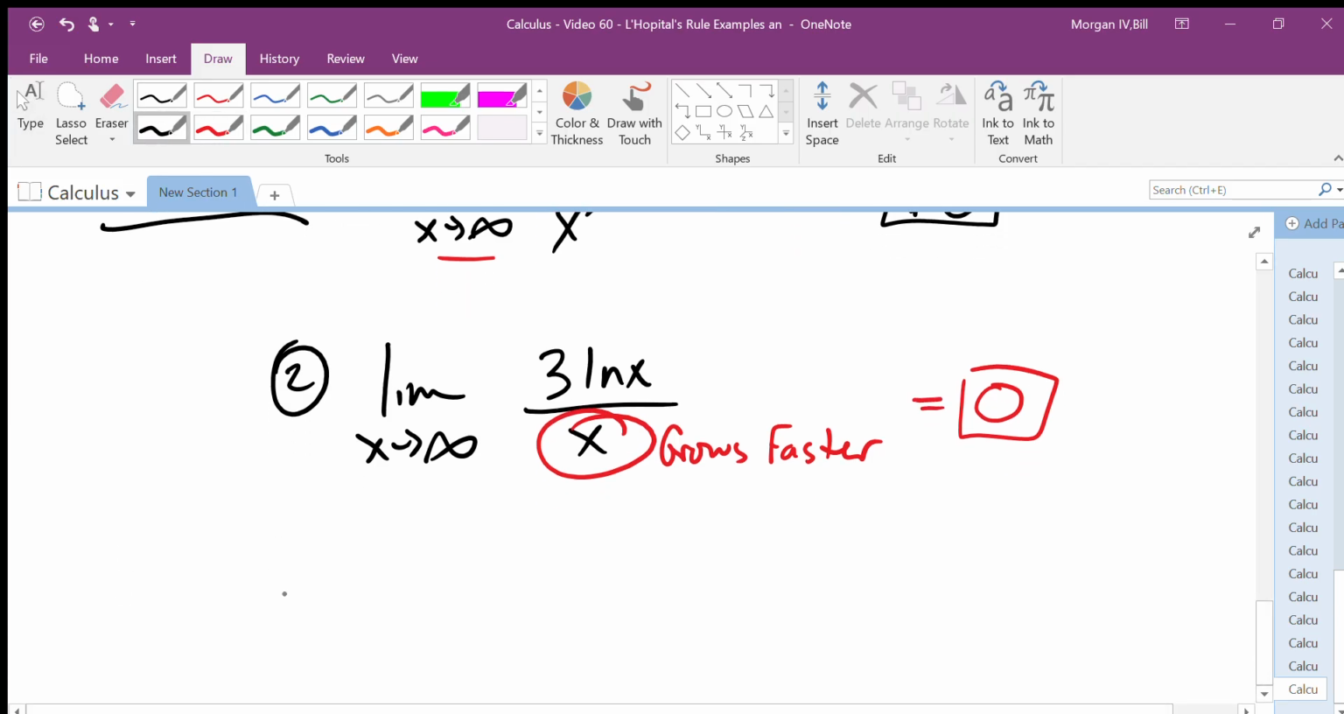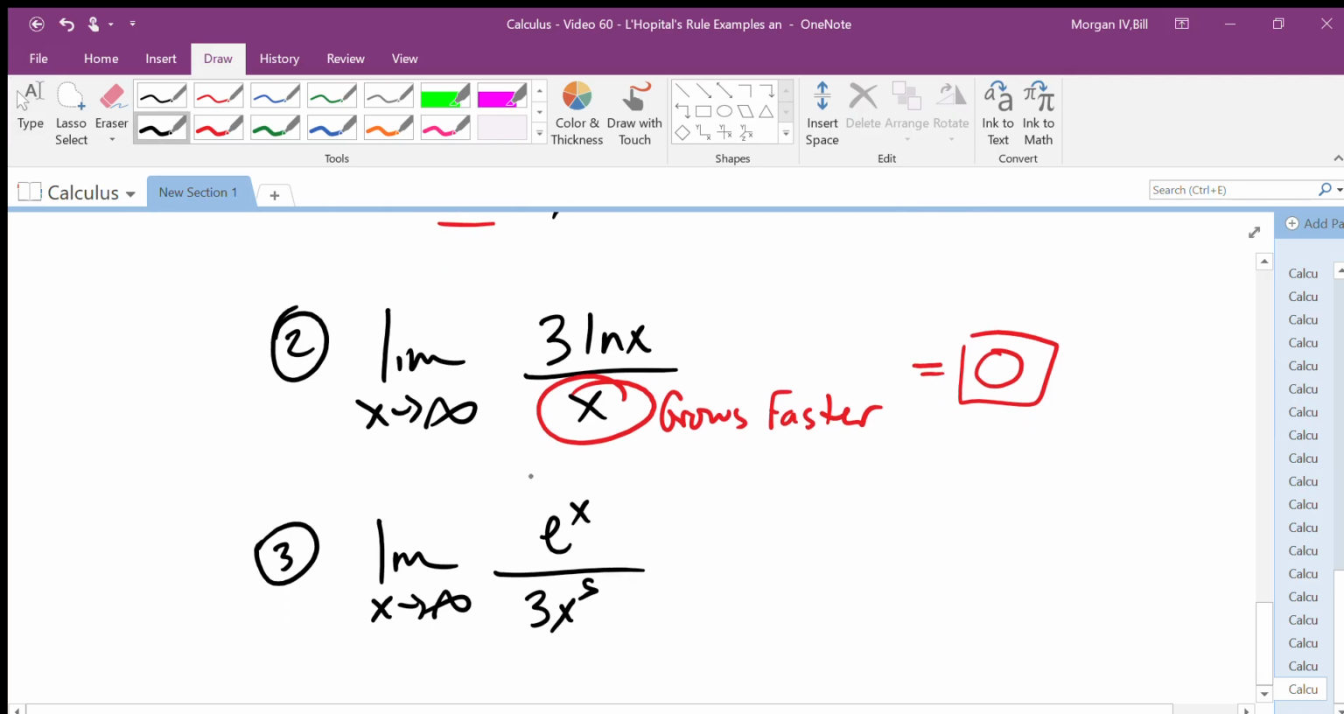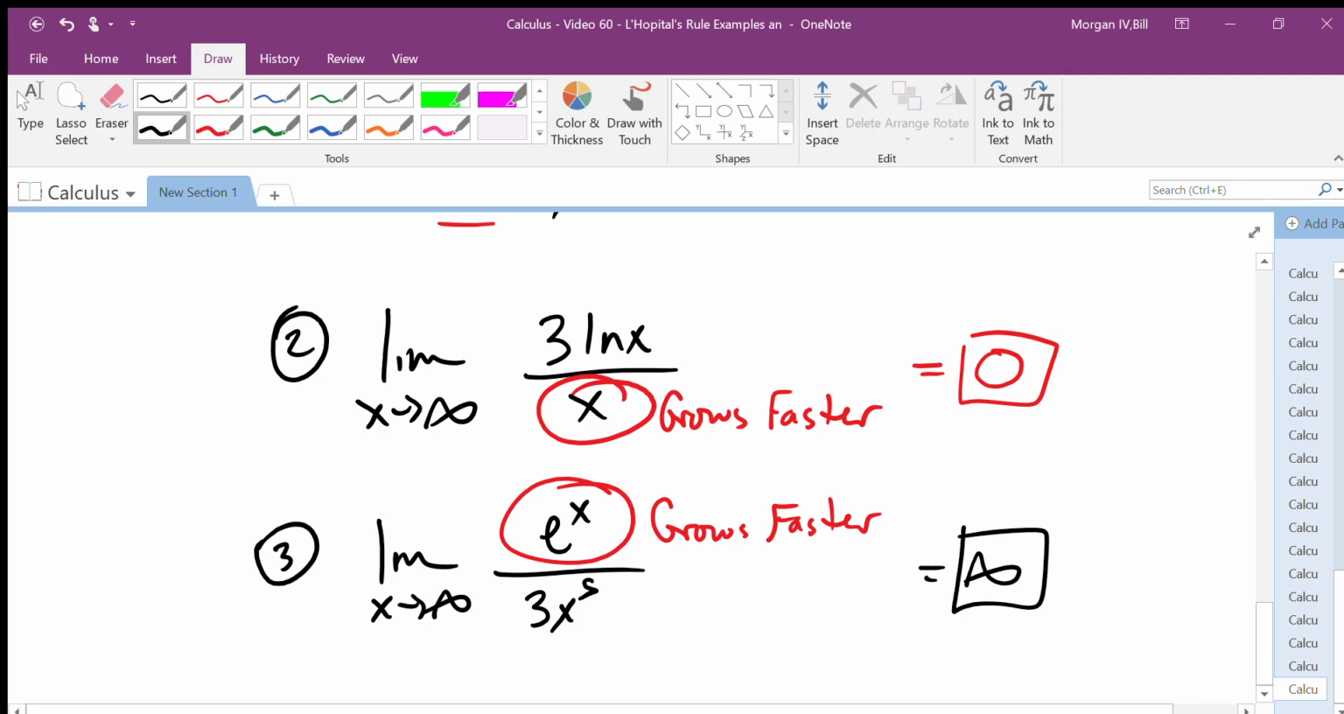Okay, number 3. How about the limit as x goes to infinity of e to the x over 3x to the 5th? Okay, growth rates say that an exponential like e to the x grows faster than any polynomial as x goes to infinity. Right, it may not always be larger, but as x gets really, really big, e to the x is much larger than 3x to the 5th. Since the e to the x grows faster, the thing that grows faster is in our numerator, so this thing is going to equal infinity. And you could do L'Hopital's rule, you can, or you can consider growth rates.